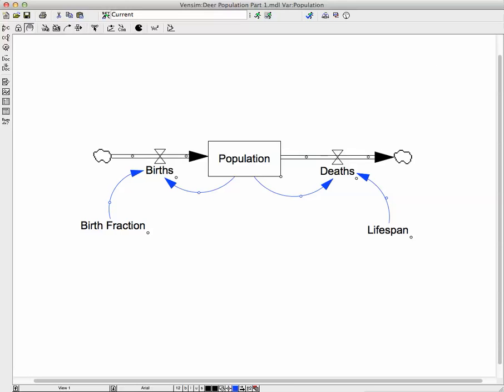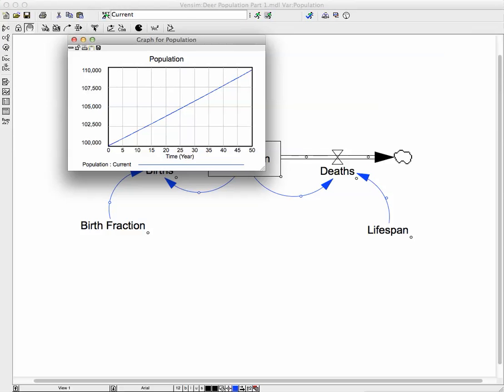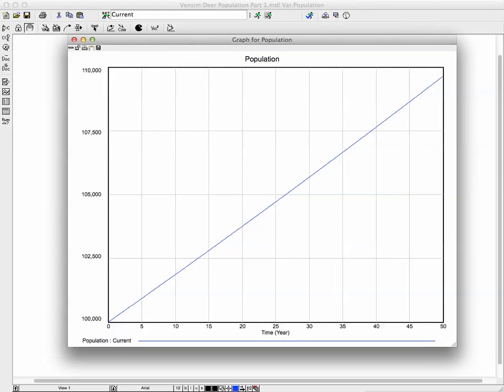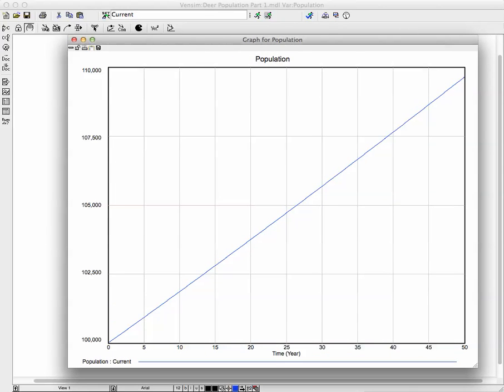Let's see, so is the number of births greater than the number of deaths, or is the number of births less than the number of deaths? What would cause the population to go up? Fewer deaths and more births might cause the population to go up. And that's what we see here in this graph, that there are more births than there are deaths over time, and so the population increases. And that finishes our second tutorial on population.